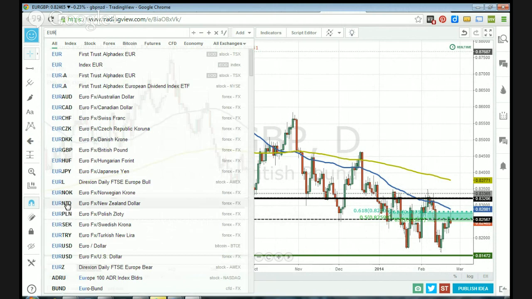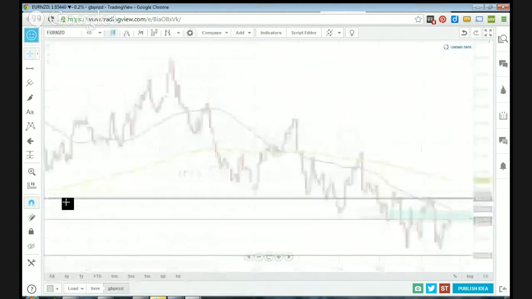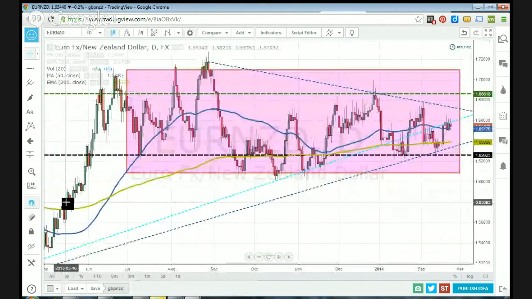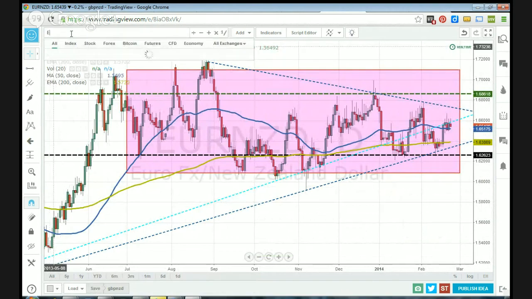Euro Kiwi. Okay, this is still in a range, wedge pattern of sorts. We see it's consolidating. If it can fall to one of the more extreme levels of the range, I'd be interested. Other than that, no thank you.